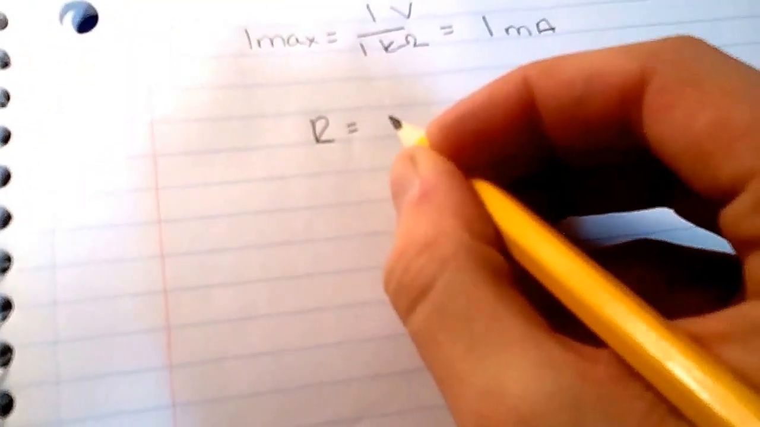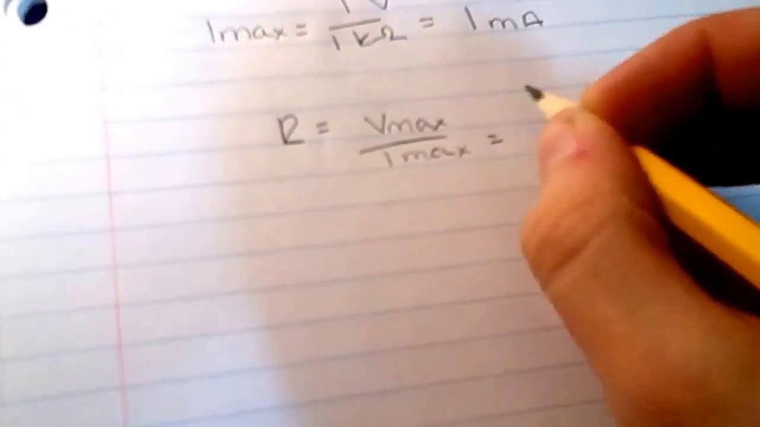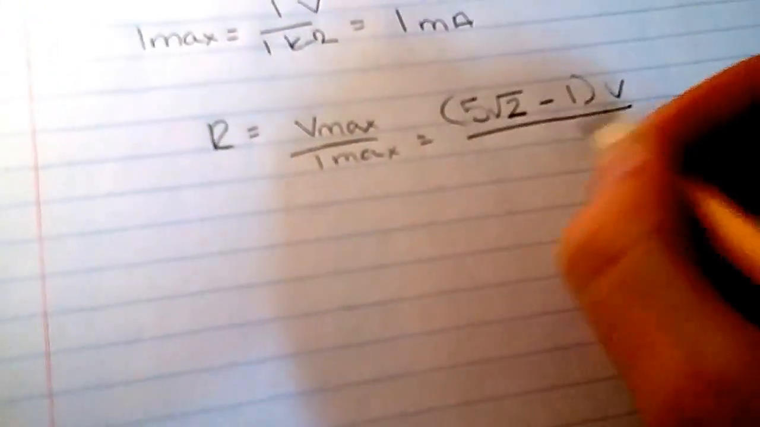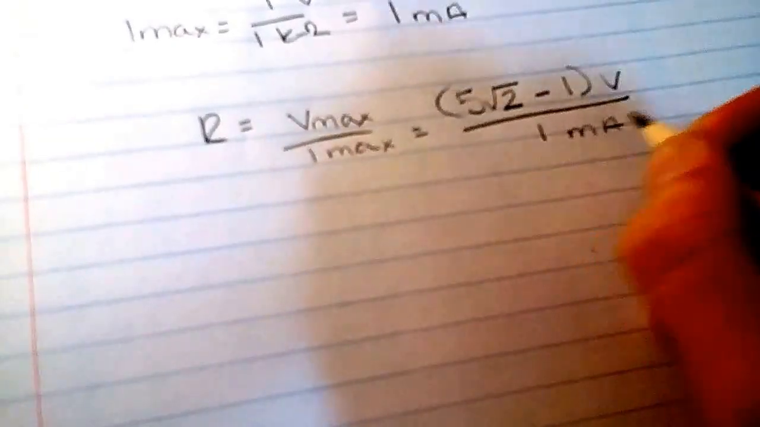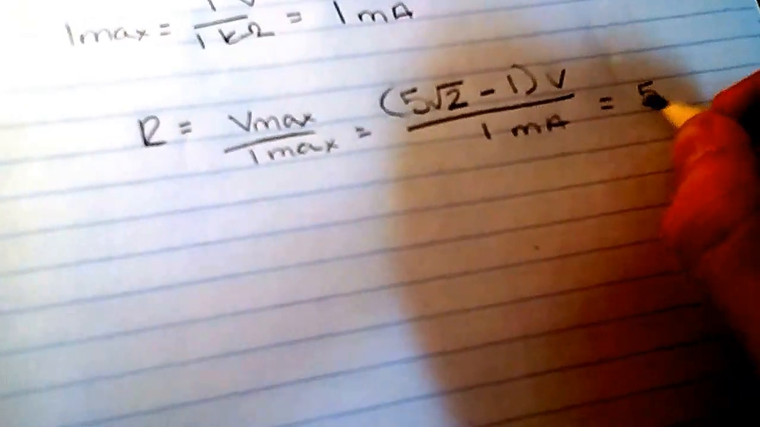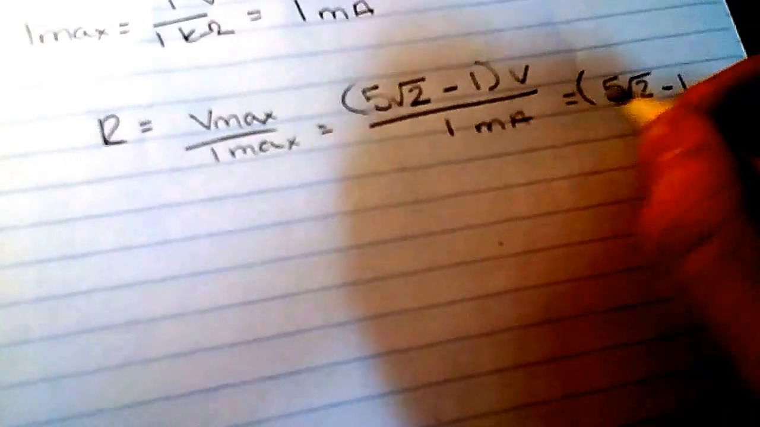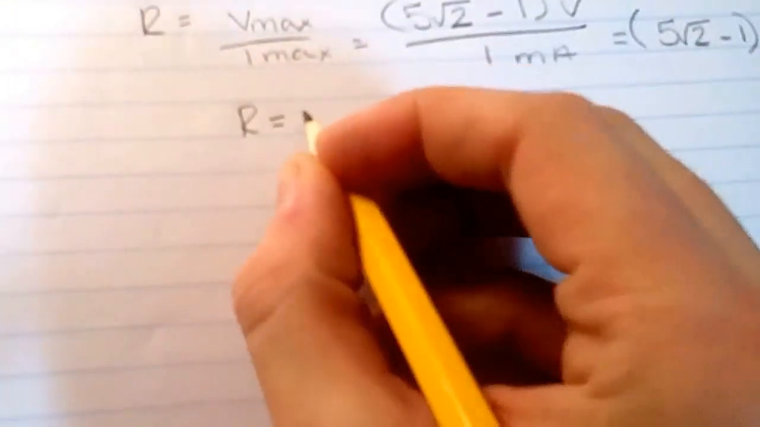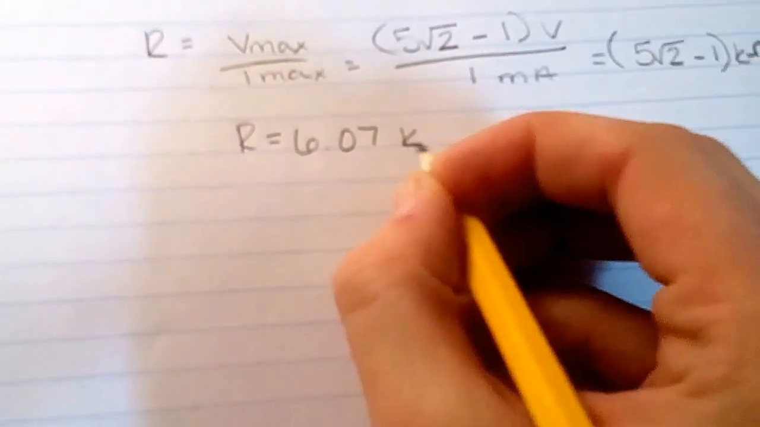R is just going to equal Vmax over Imax, which is 5 root 2 minus 1 volts over 1 milliamp, which equals 5 root 2 minus 1 kilo ohms. And if I go find my calculator real fast, then that resistance value is 6.07 kilo ohms.